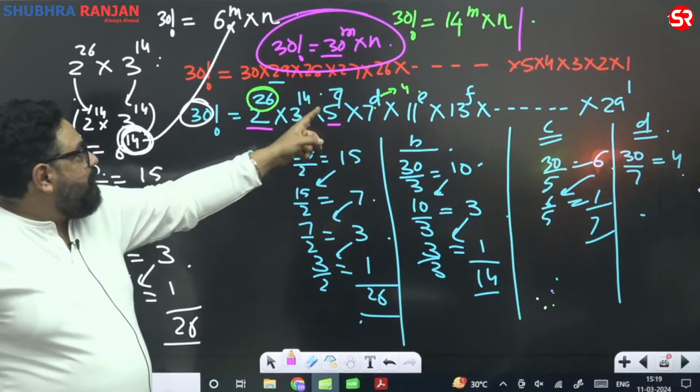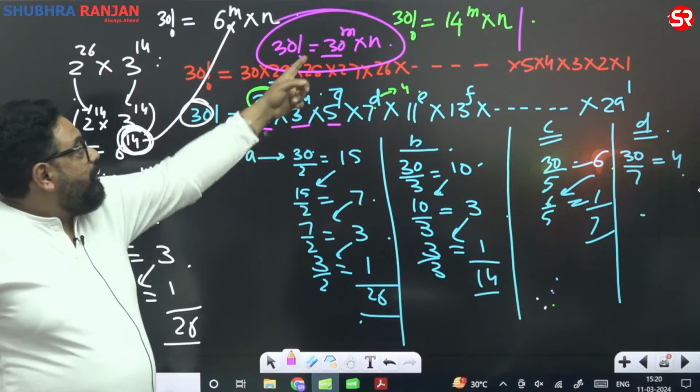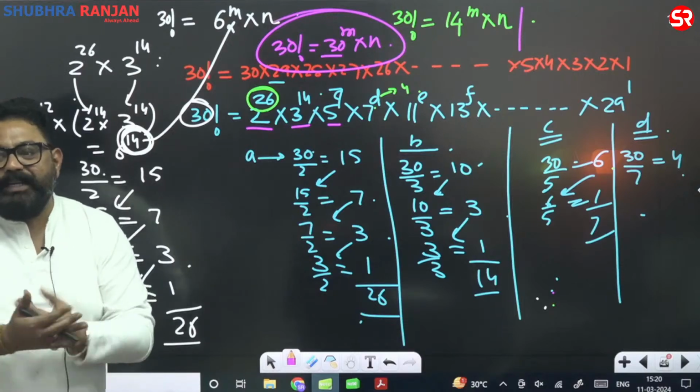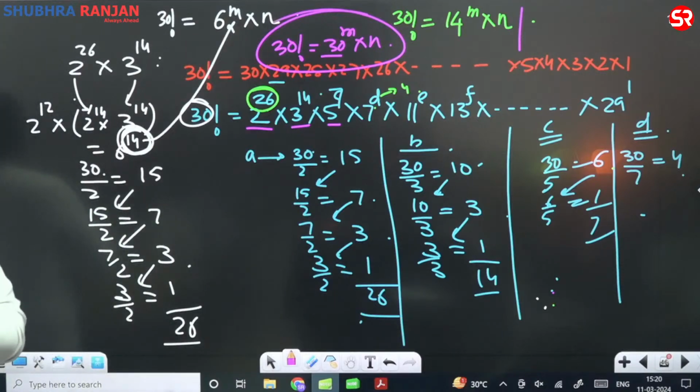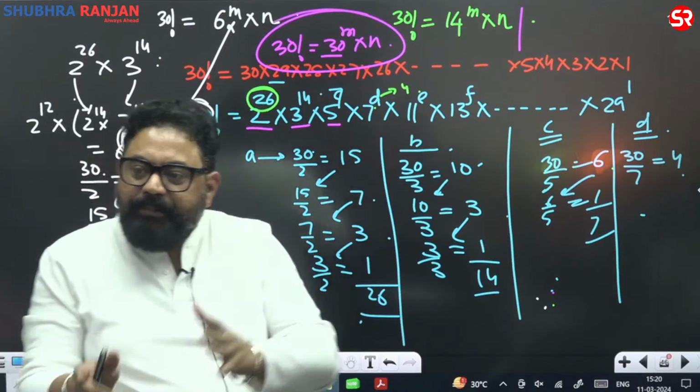So 2 to the power 7 combines with 3 to the power 7 and 5 to the power 7 to make 30 to the power 7. So m is equal to 7. The minimum power is the answer. Three prime numbers were given, and the one among the three with the minimum power will be the answer.